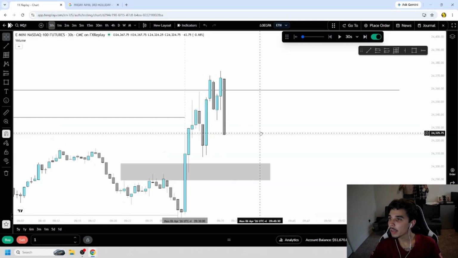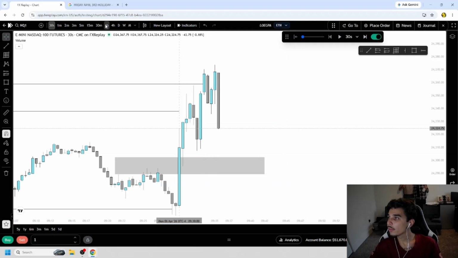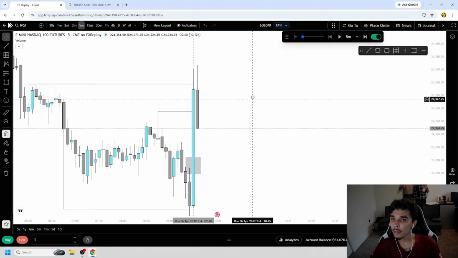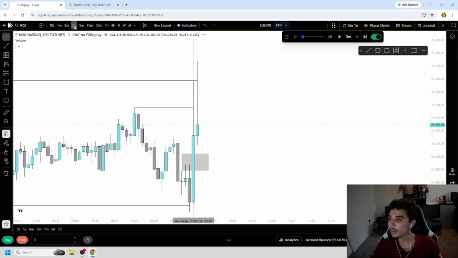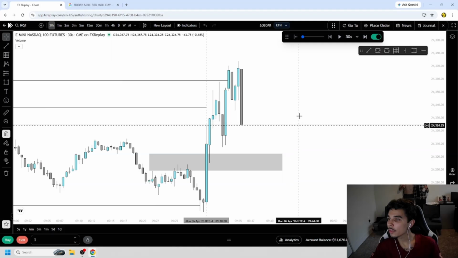There is a re-entry for shorts right here. This doesn't look too bad if we have an unfilled 5-minute. I don't know if this 5 minutes formed yet. What's the time? 9:35:59. No, this 5 minutes not here yet. This 30-second, I really don't like it.